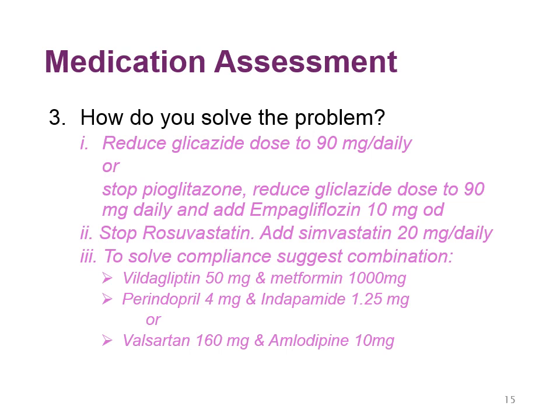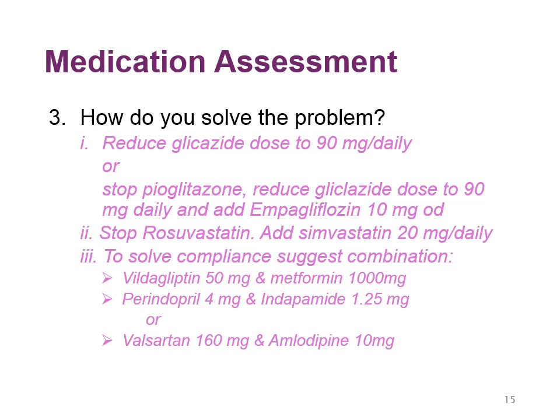In this patient, the patient was having hypoglycemia and not achieving the blood glucose target. So there are a few alternatives that we can do. Number one, we can reduce the gliclazide dose to 90 milligram daily, or we can stop pioglitazone, reduce gliclazide dose to 90 milligram daily, and add empagliflozin 10 milligram OD. And then stop rosuvastatin, because rosuvastatin can increase your blood glucose level, so we can change it to simvastatin 20 milligram daily.